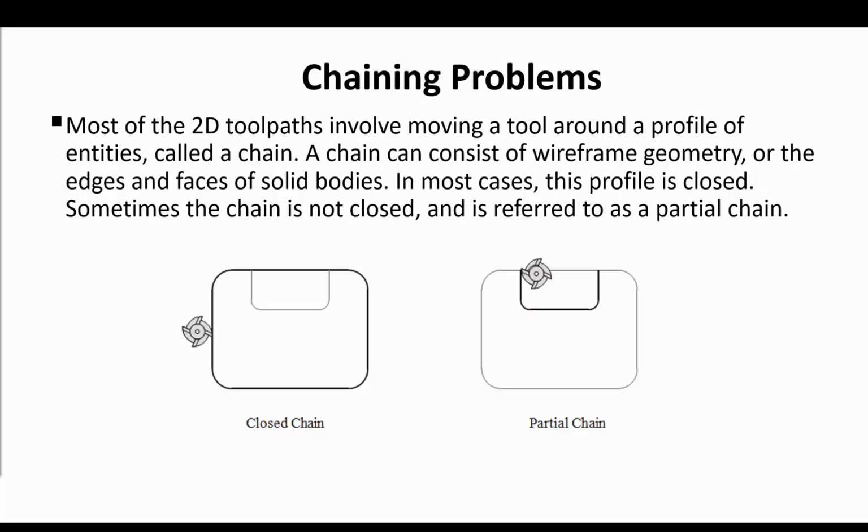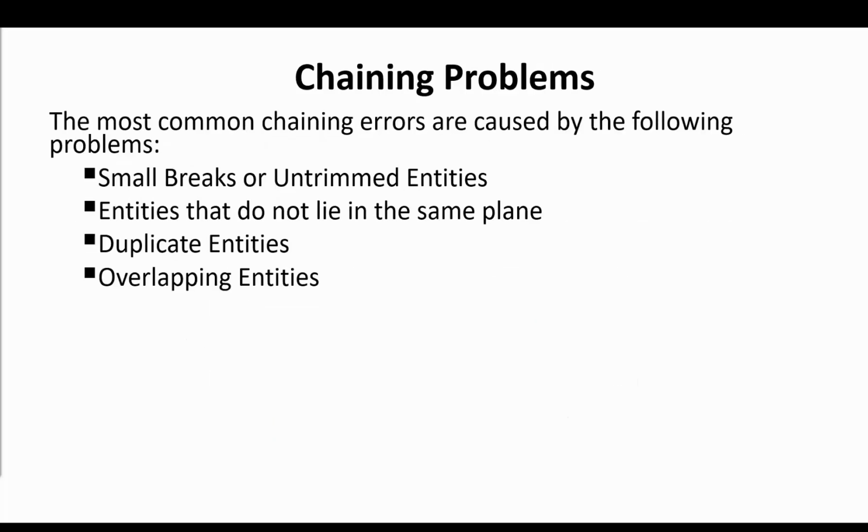partial chain. The most common chaining errors are caused by the following problems: small breaks or untrimmed entities, entities that do not lie in the same plane, duplicate entities, overlapping entities. It is not uncommon for wireframe drawings to contain errors that cause chaining problems. For example, two lines have been drawn where only one is needed. Very small gaps between entities may not even be visible at zoom extents.